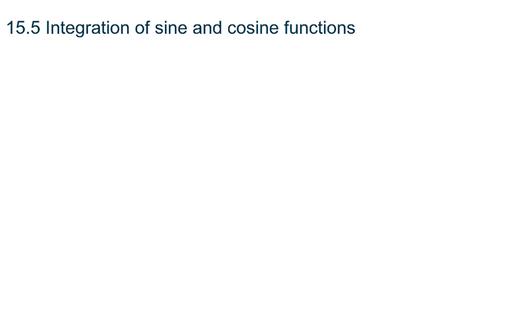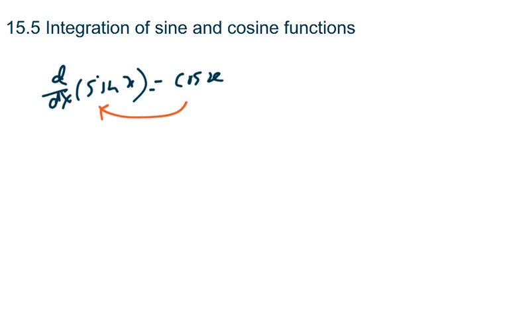So when you are differentiating sine of x, you are getting cosine of x. In reverse, if you are actually integrating cosine of x dx, it will give you sine of x. This is the first rule of integration.